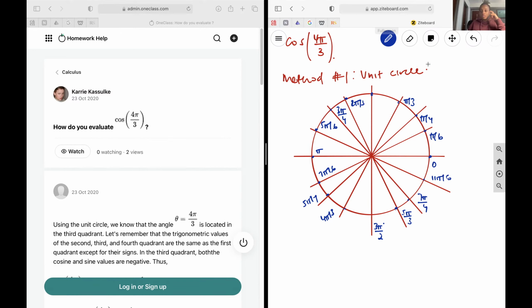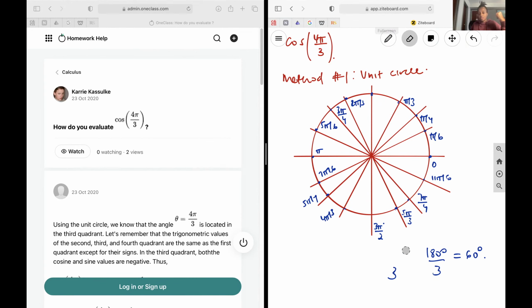Okay, and just in case you haven't seen radians, just so you know, pi is 180 degrees. So for example, when I say pi over 3 in degrees, that would be 180 degrees over 3, and that is going to give me 60 degrees, just as an example.